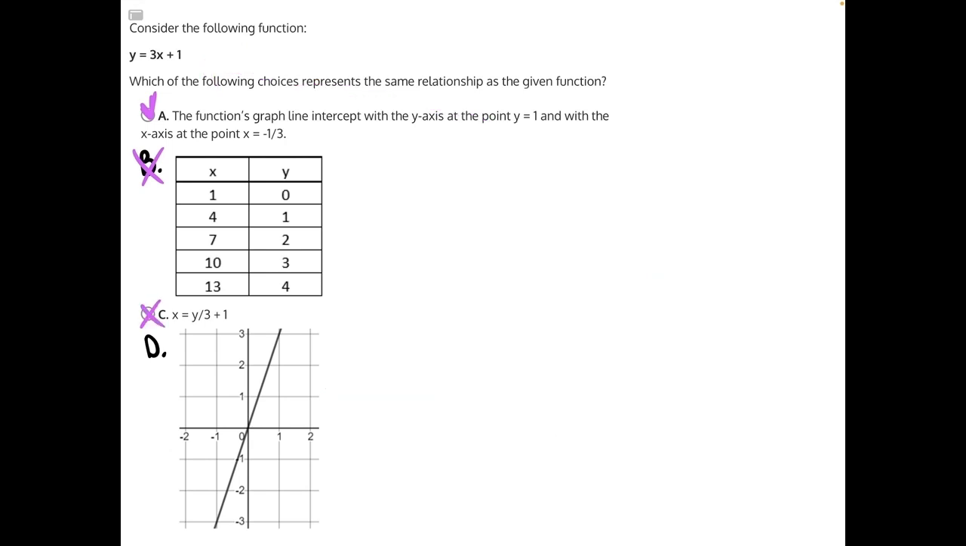And finally, for answer choice D, the graph in answer choice D goes through the origin, or the point 0, 0, which this graph does not do because it has a y-intercept. It has a b value of positive 1. So the graph really should look like this if it were correct, but it goes through the origin, making answer choice D incorrect.